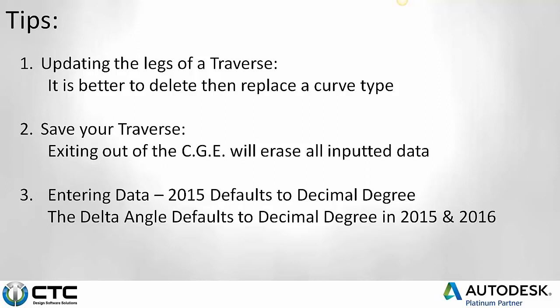So those are 3 big tips that I can tell you about the coordinate geometry editor that will make your life easier. Definitely the replace or delete and replace a curve type, save your traverse, and then know what is defaulted to decimal degree and know what is allowed, and it will accept it automatically as degrees, minutes, seconds.